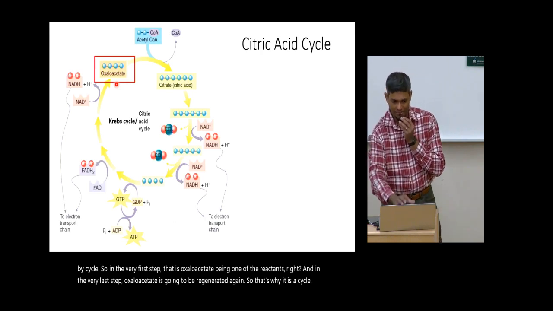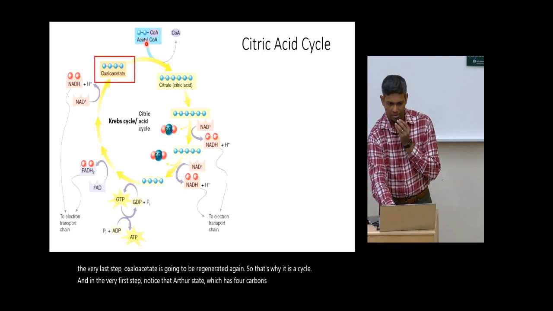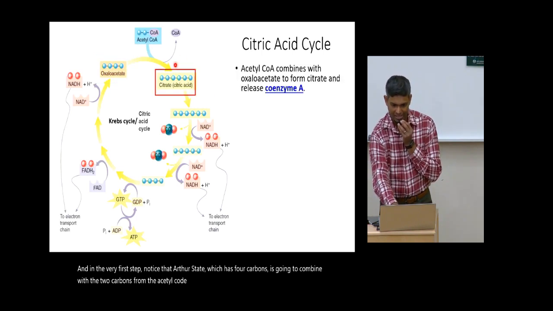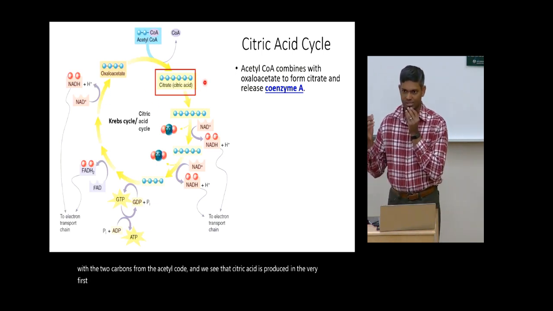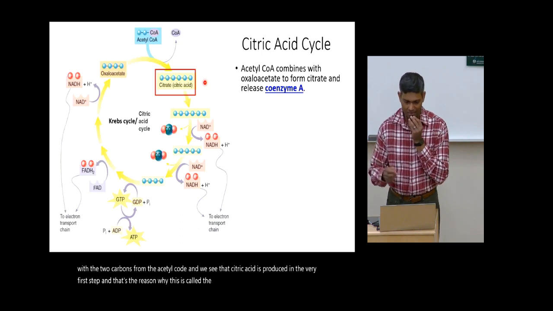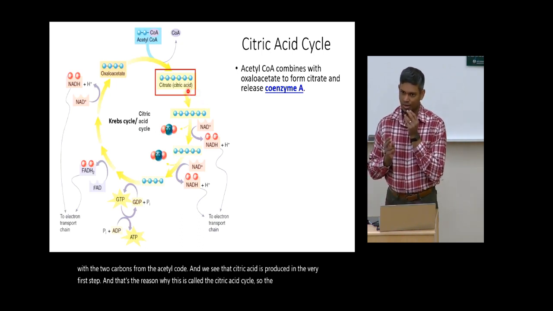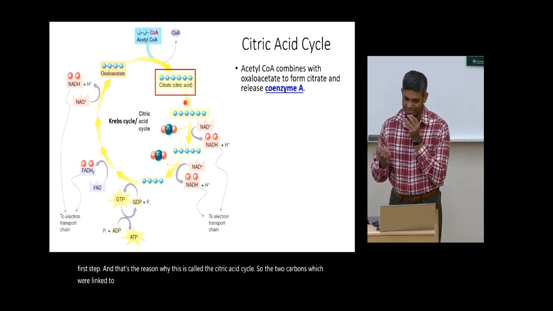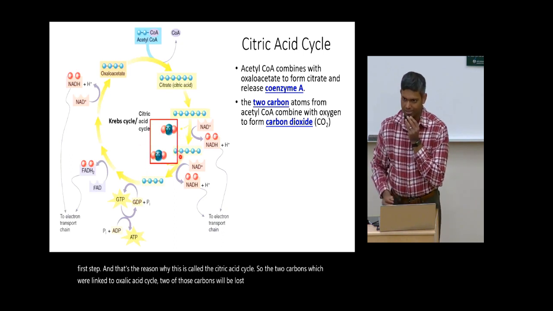And in the very first step, notice that oxaloacetate, which has 4 carbons, is going to combine with the 2 carbons from the acetyl CoA, and we see that citric acid is produced in the very first step, and that's the reason why this is called the citric acid cycle. So the 2 carbons which were linked to oxaloacetate to make citric acid, 2 of those carbons will be lost as carbon dioxide, right?